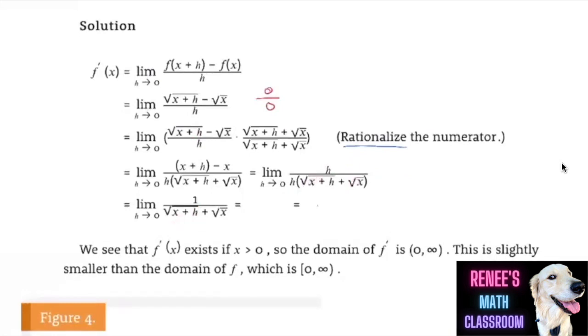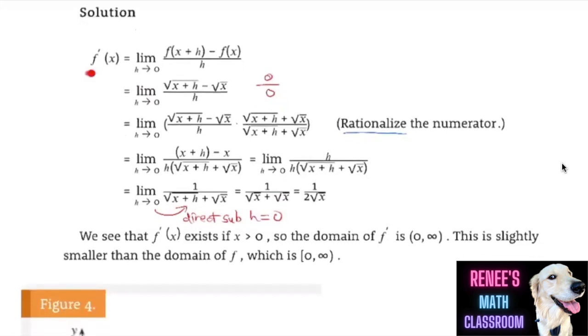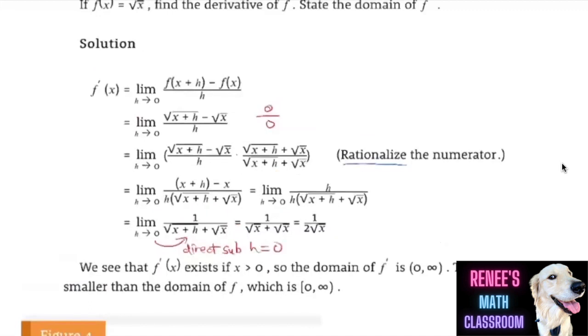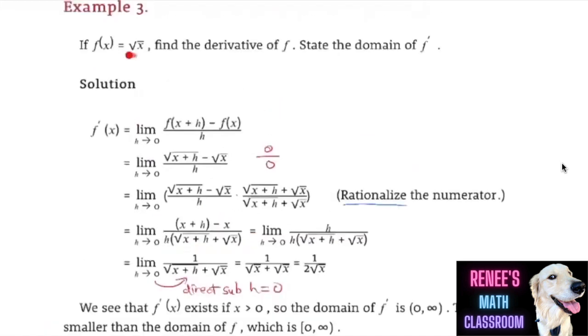Now we can do a direct substitution. We're going to get 1 over square root of x plus square root of x, which is the same as 1 over 2 square root of x. Now we see that this is f prime of x. It's a new function derived from this old function f.